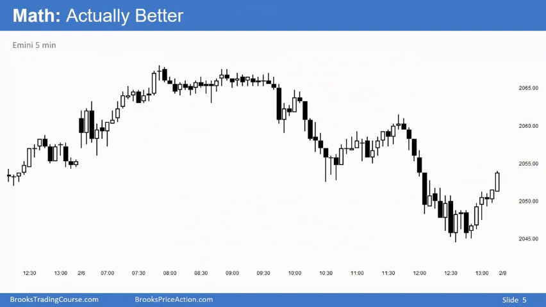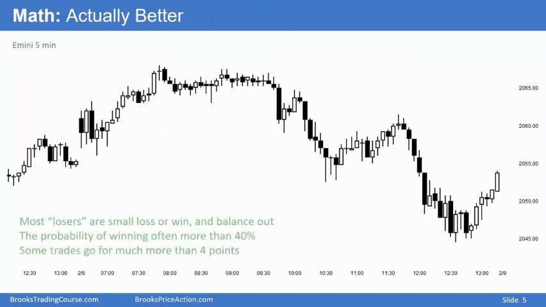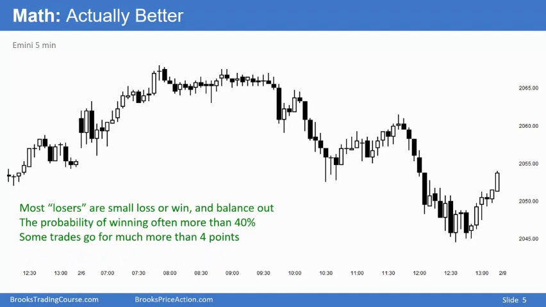The math is actually better than what I just said. Here's the E-mini. When I said 6 losers, I did not mean 6 losers. I meant 6 trades that did not achieve a swing profit. And those 6 losers are a combination of small losses and small wins that balance each other out. And the probability of winning is often more than 40%, and some trades go for much more than 4 points.